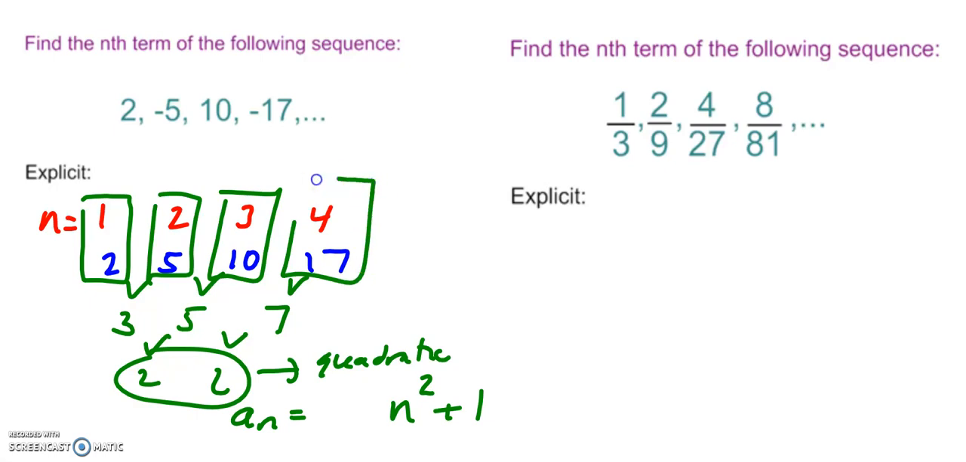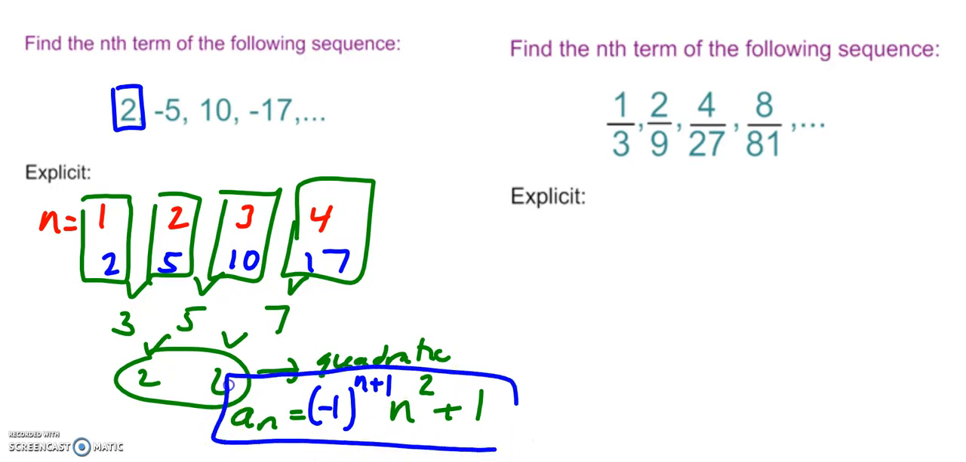Does that work here too? So 4 squared, 16, plus 1, yes it does. But I do need to worry about the signs. This time we want our number to be positive in front, so you can take a look back at your notes if you'd like, but it should be negative 1 to the n plus 1 to make sure that your first sign is definitely positive.